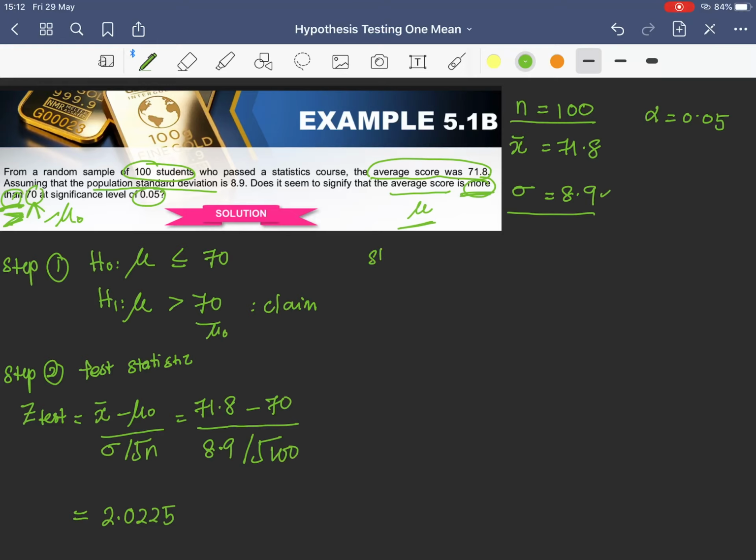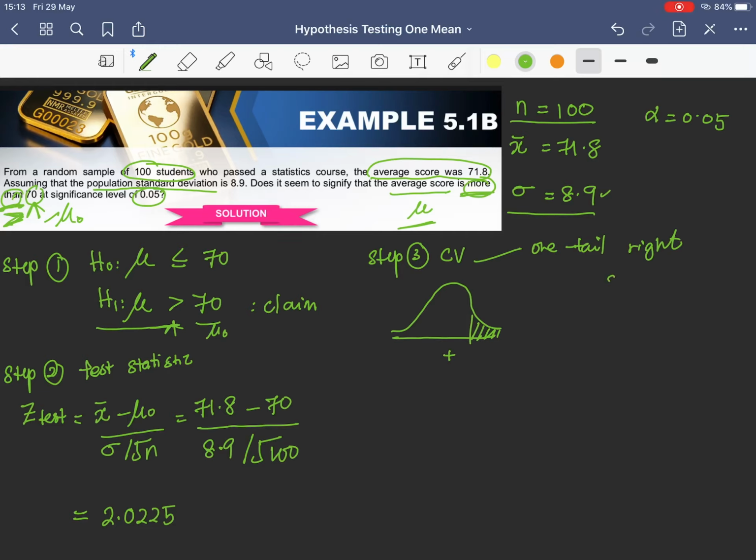Okay, next. Step number 3 is your critical value. One tail or two tail? Okay, look at your H1. H1 greater than, you will have one tail right. One tail right will look like this. Shaded region on the right, and we put the plus sign.